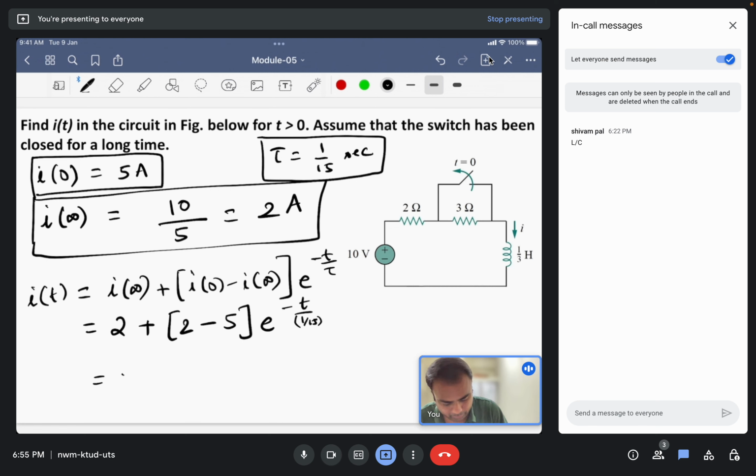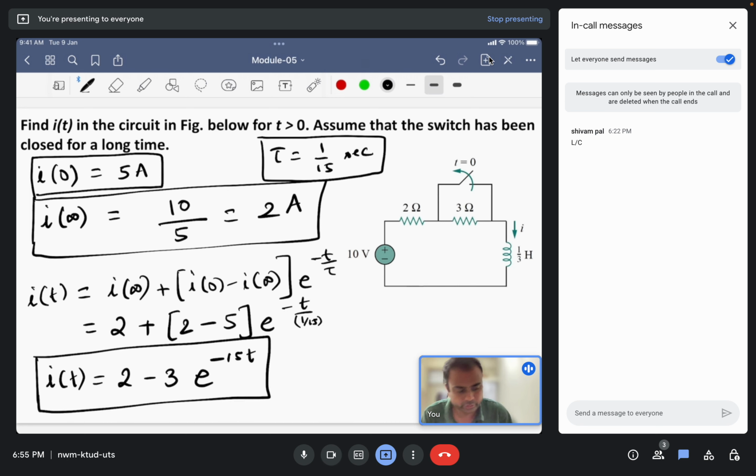So this will become 2 minus 3 e to the power minus 15 t. This will be the current flowing through the inductor for t equals 0 onwards. Suppose we want to look at how the waveform for the circuit will look.